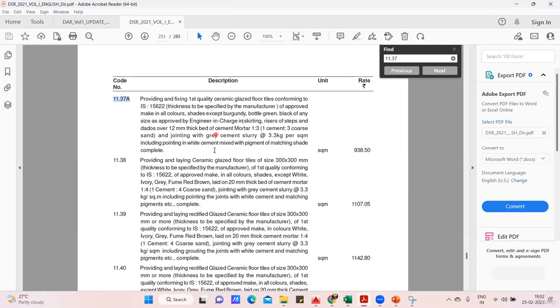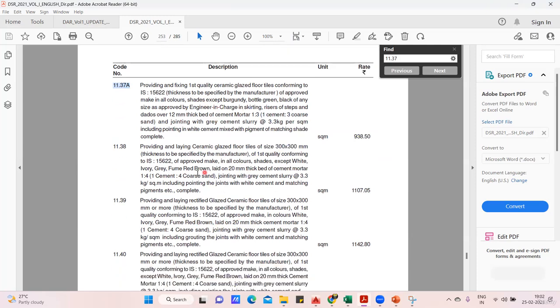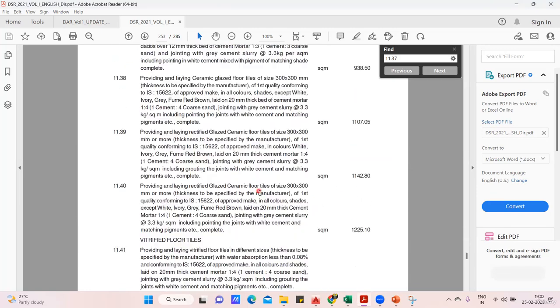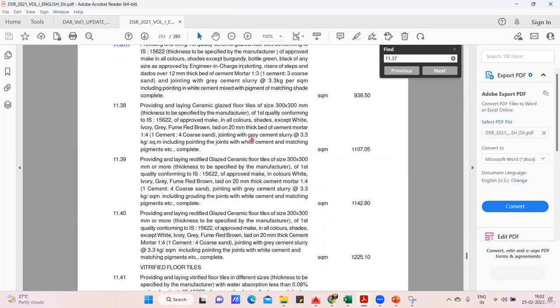Here no dimension is mentioned. You can go with this also. What is the difference? Here the ratio is 1:4. What is the difference you can get in both? This is also 1:4. First quality, one approved shade, white, 20 mm. This is also 1:4. I think there is not much change in both of them. I don't know why. Maybe some specification may change, and based on that, the rate has also changed. So you can pick anything from here, and based on that, you can do the execution. This is also 20 mm, 1:4, 3.3. Maybe some variation may be there, but anyhow, not an issue.